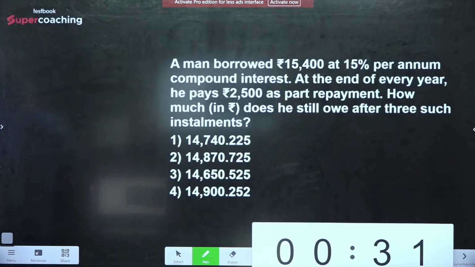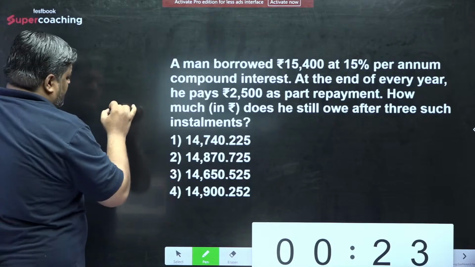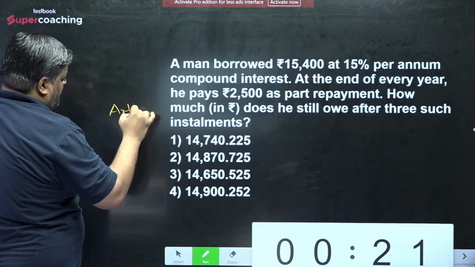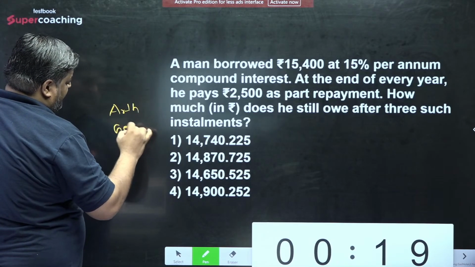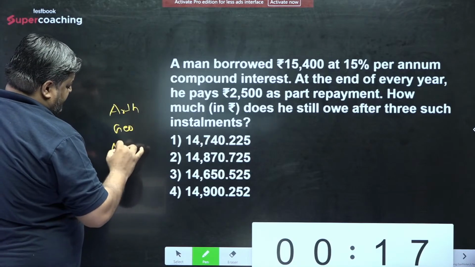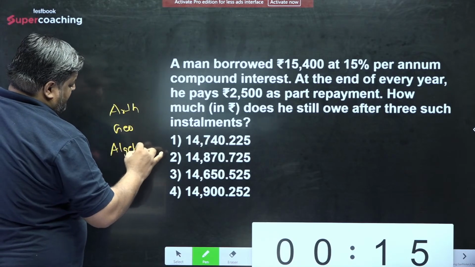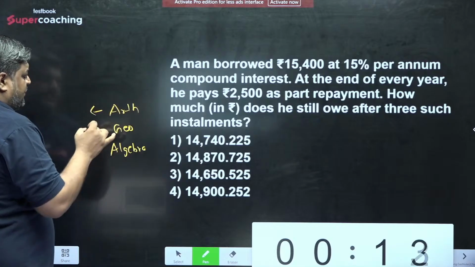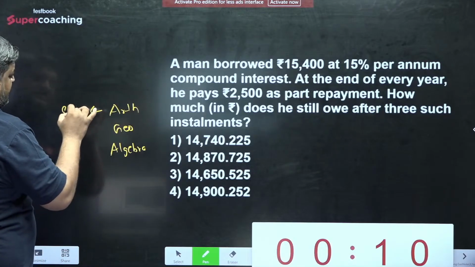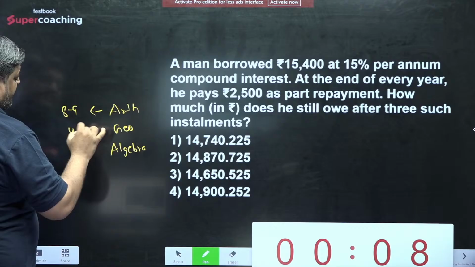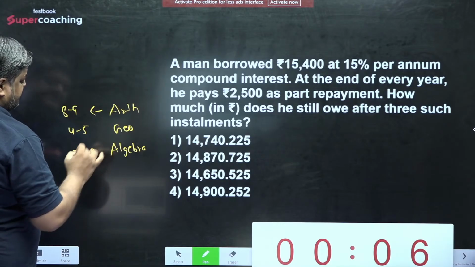क्या हो गया स्मृति? देखो, if you are from a non-engineering background, target only arithmetic, geometry, और अगर टाइम मिल गया तो algebra. Arithmetic में you can see 8 to 9 questions, geometry में you can see 4 to 5 questions, algebra में you can see 7 to 8 questions.